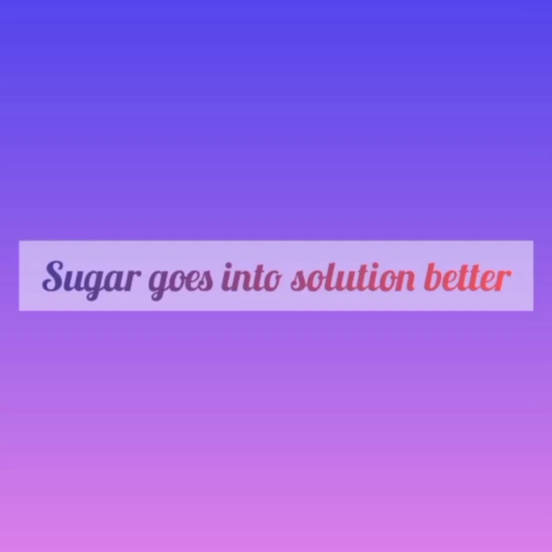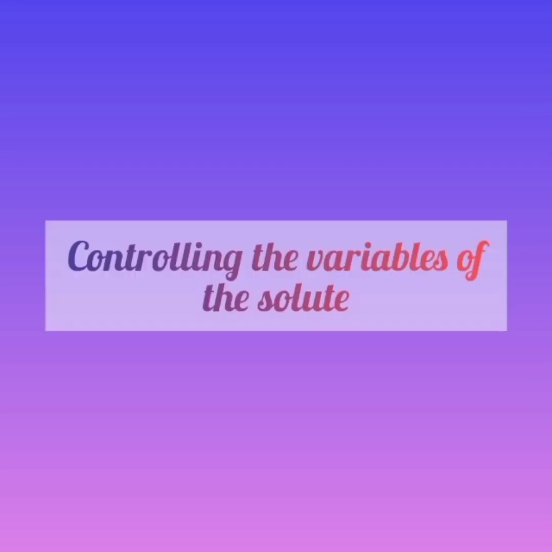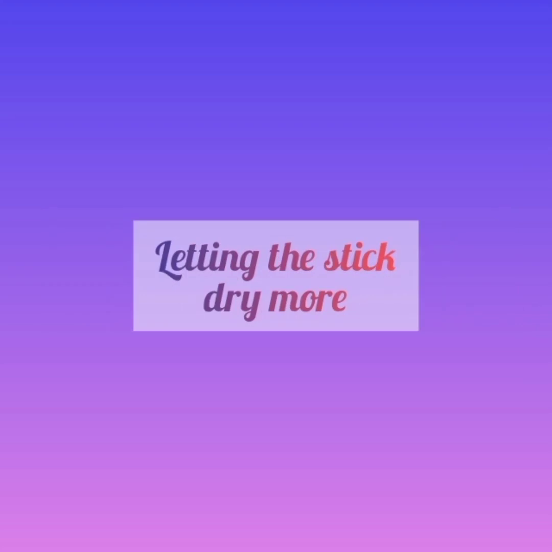After doing this lab, we learned that sugar goes into solution better at higher concentrations of sugar, and that the presence of a seed crystal helps grow a very large sugar crystal. It also became thick, which means that sugar went into solution. Moreover, we found that by controlling the variables of the solute and letting the stick dry more in this experiment, the sugar crystal will become thicker.